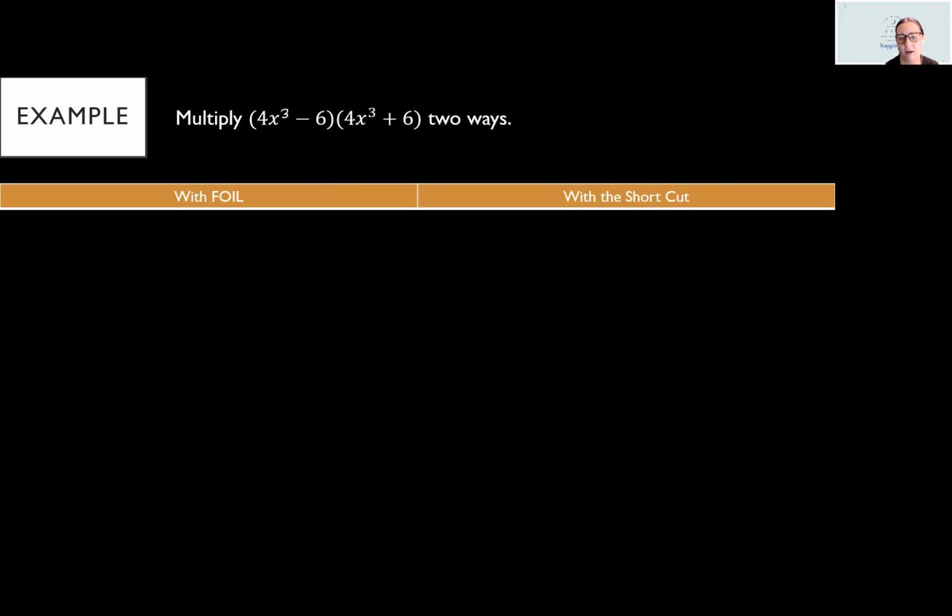So we've got 4x cubed minus 6 and 4x cubed plus 6. We're going to go through FOIL, and then we're also going to use the shortcut again so that you can see both ways. When I do it with FOIL, I'm going to start by rewriting the whole thing.